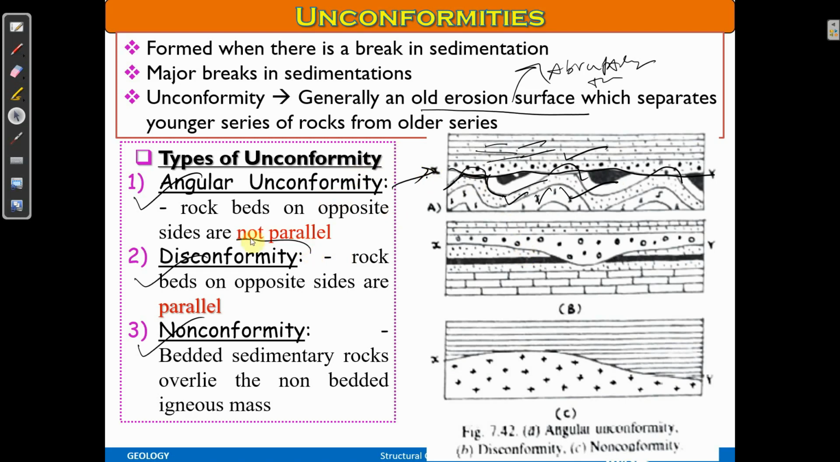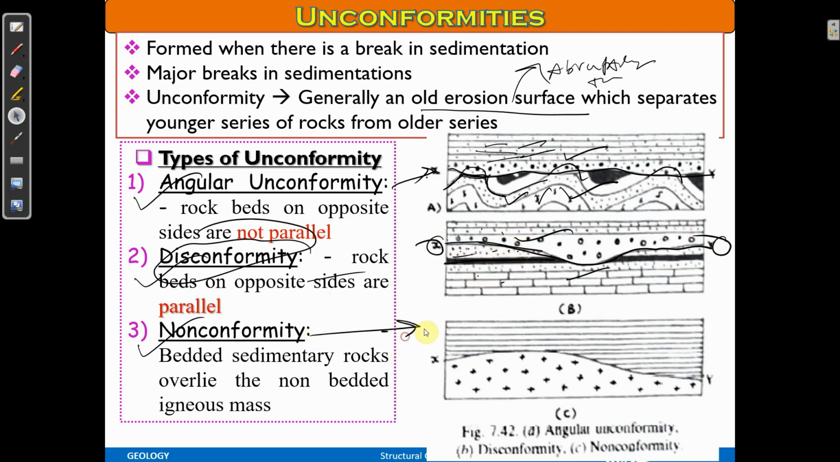In case of disconformity, the rock beds on the opposite sides are parallel, like this. But how can you identify the unconformity line? See these darker shade strata or these dotted strata, they got abruptly truncated by these erosional surfaces. This XY surface is abruptly truncating the existing structure. Both the layers are parallel, but you can identify the unconformity here.